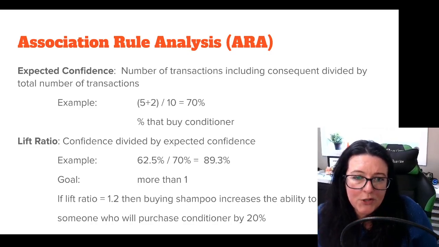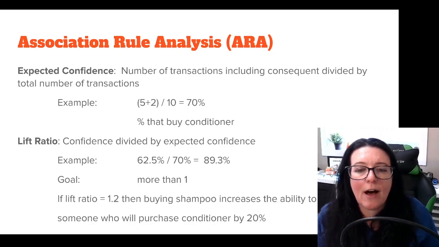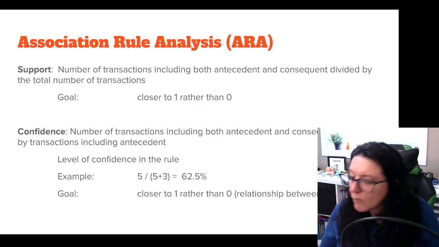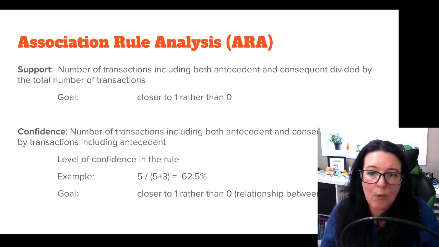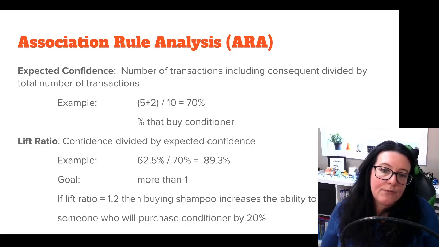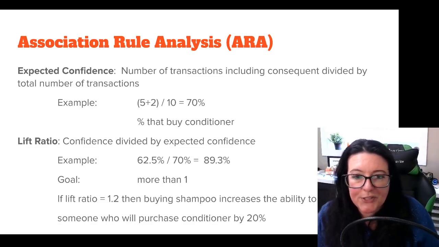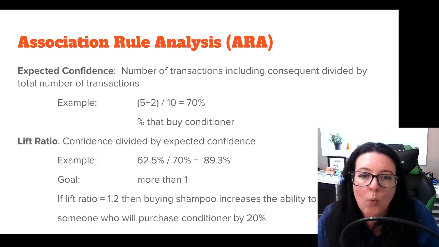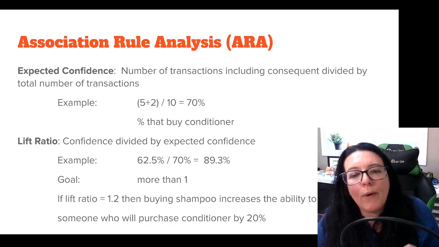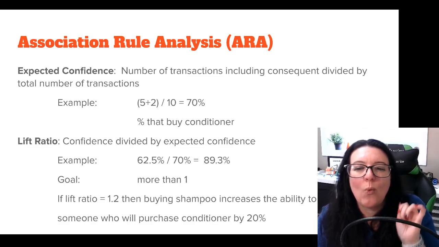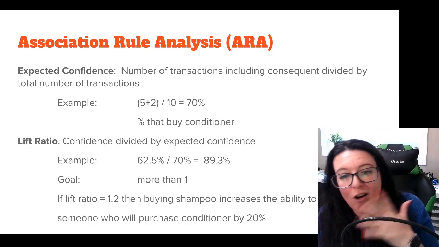Now, a lift ratio is going to be confidence divided by expected confidence. In this particular example, our level of confidence was 62.5. We divide that by our 70%, and our lift ratio is 89.3%. Your goal with a lift ratio is to get a number that's more than 1. The whole point of this is to be able to determine, better than random chance, whether someone is going to buy conditioner, the consequent.